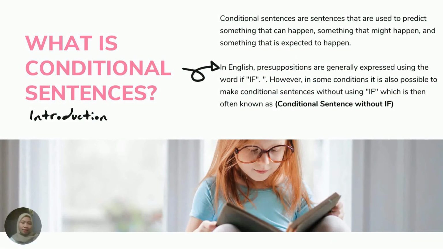So what are conditional sentences? Conditional sentences are sentences that are used to predict something that can happen, something that might happen, and something expected to happen. A conditional sentence is a complex sentence that is formed from a subordinate clause that begins with the subordinate conjunction if and a main clause as the result or the consequence of the sentence. In English, presuppositions are generally expressed using the word if. However, in some conditions, it is also possible to make conditional sentences without using if, which is often known as conditional sentence without if.